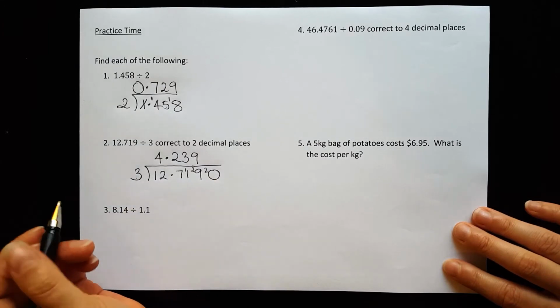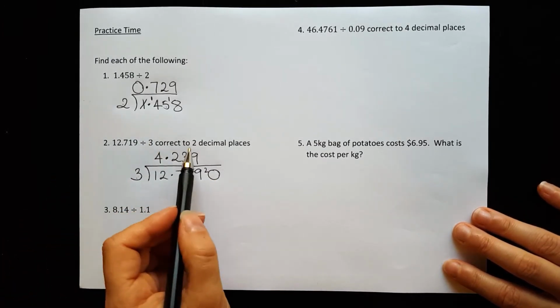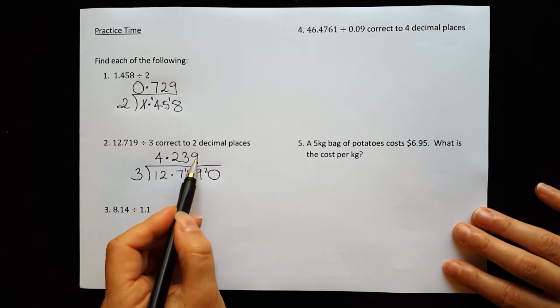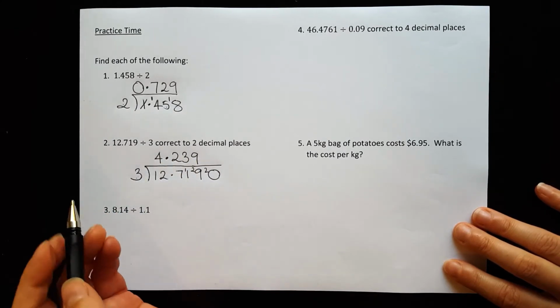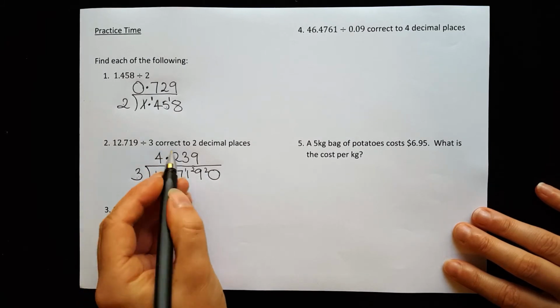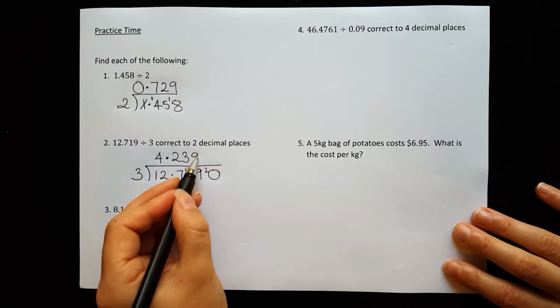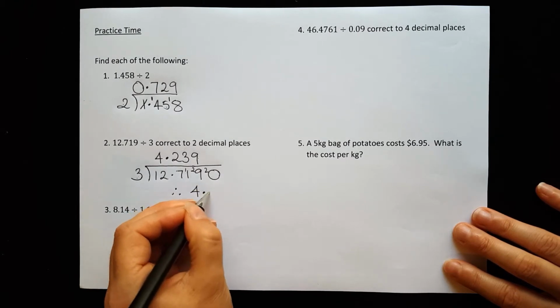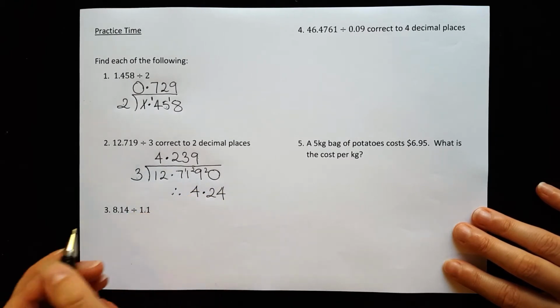20 divided by 3, we could keep going here, but we can actually stop because we only need 2 decimal places. So having the third one there means that I know how to round this. Because my third decimal place here is a 9, I'm going to round that up to be a 4. So my answer should be 4.24.